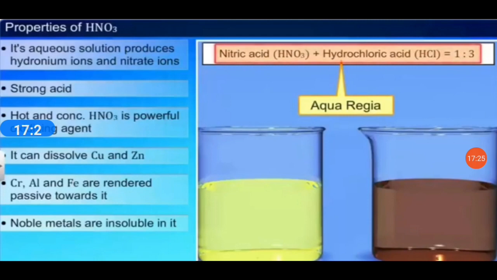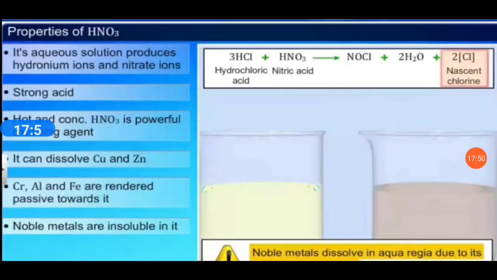Then properties of nitric acid. It's a strong acid. Hot and concentrated nitric acid is a powerful oxidizing agent. It can dissolve copper and zinc as shown here, but noble metals are insoluble in it, though they can be made soluble in aqua regia, which is a combination of nitric acid and hydrochloric acid in the ratio of 1:3. It is due to formation of nascent chlorine that aqua regia is able to dissolve noble metals.